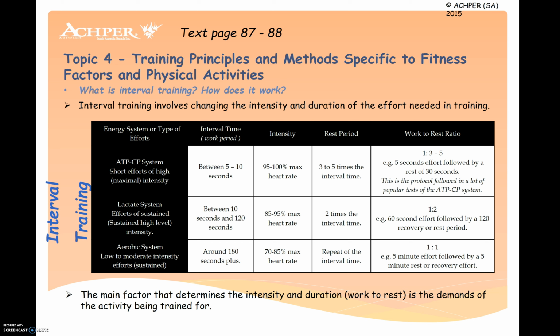With interval training, we can tailor it to our energy systems. For example, with our ATP-PC energy system, we can go between 5 and 10 seconds, 90 to 100% of our maximum heart rate, with 3 to 5 times the interval time as rest. Say we had 5 seconds of effort followed by a rest of 30 seconds, and we did 5 repetitions of that. That would be interval: a structured work to rest ratio, which we can measure through this work to rest ratio. Then we can do it for our lactate and aerobic systems by altering the interval time, the intensity, and the rest period.